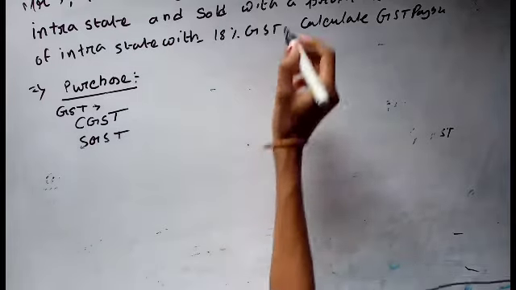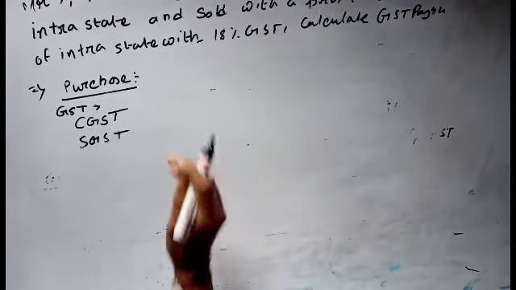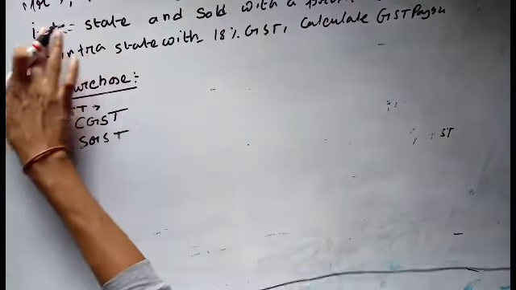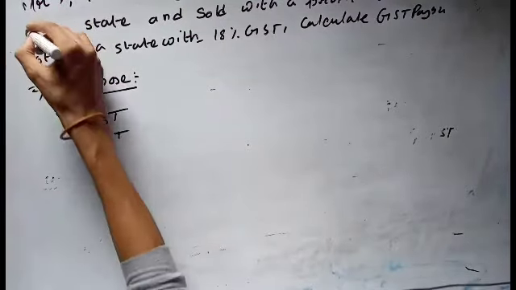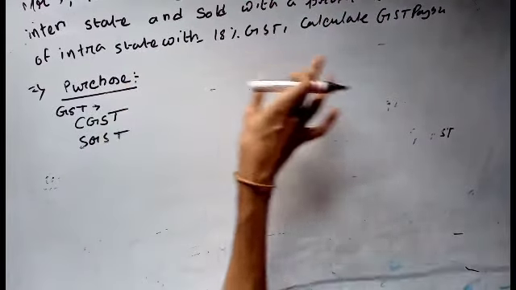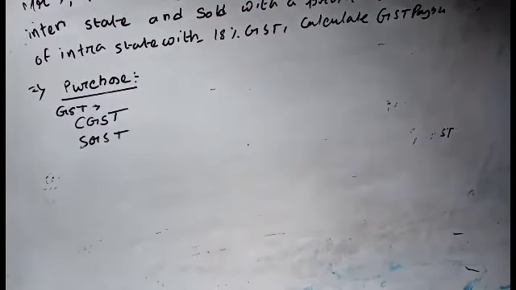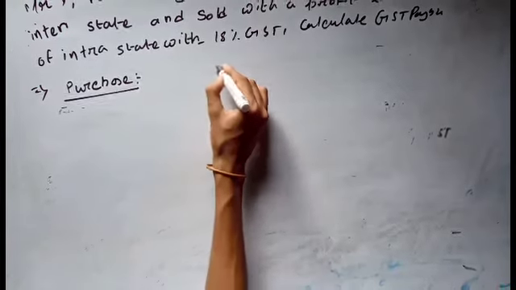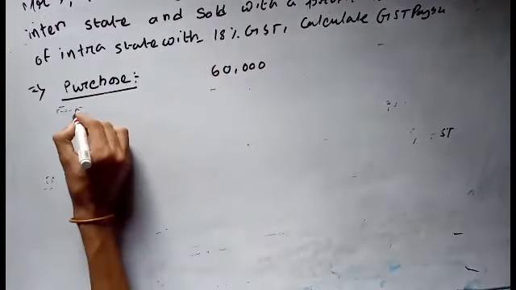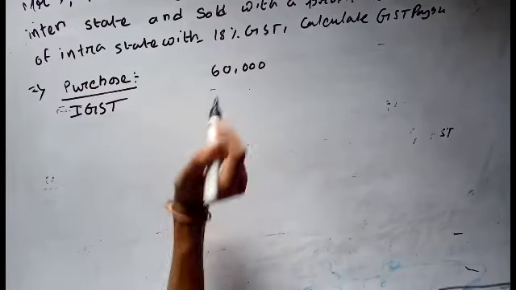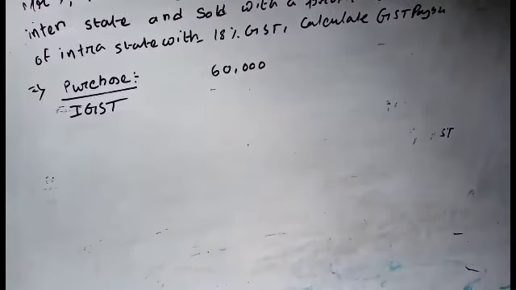We will discuss it with a little change. Mr. X purchased goods for 60,000 with 18% GST. We are going to make a little change: the purchase is interstate, and goods are sold at 20% profit, intrastate, with 18% GST. Now in purchase, for the amount of 60,000, we only charge IGST, as the transaction is interstate.